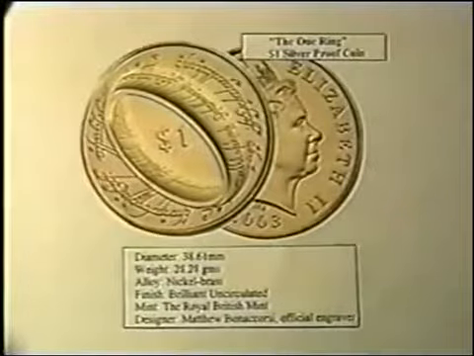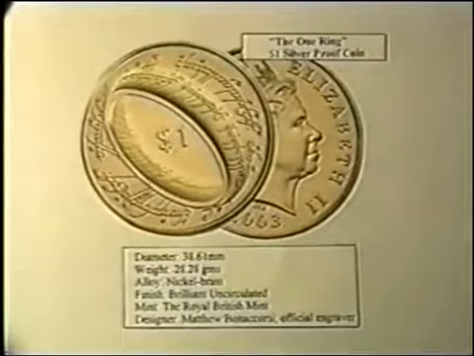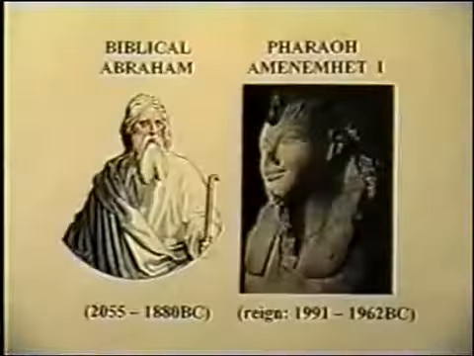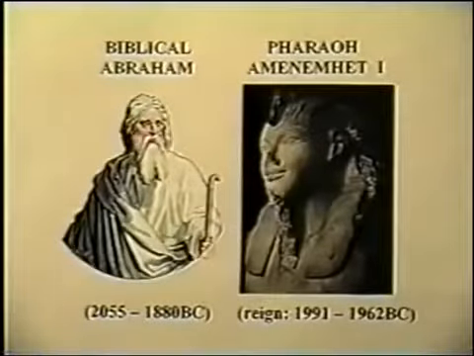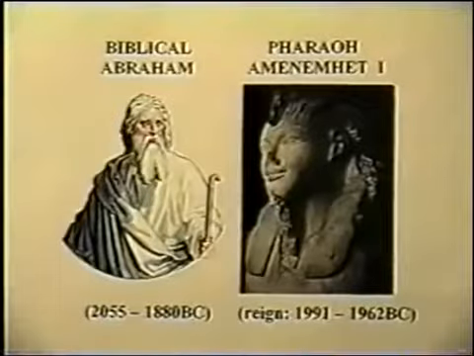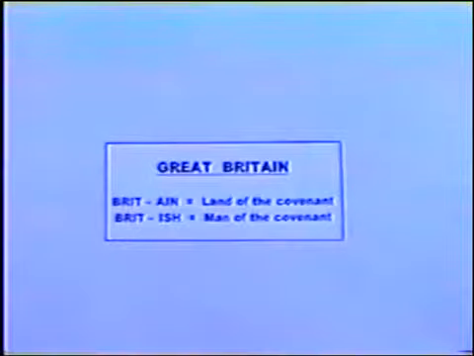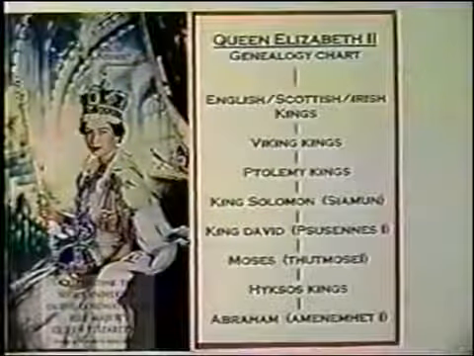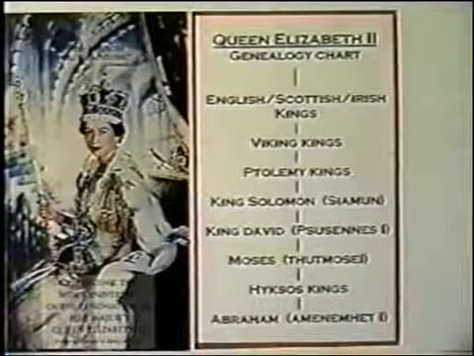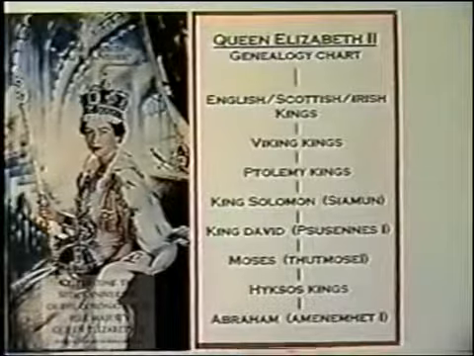Number 22. The covenant that the biblical God gave to Abraham was a promise to make his name great and to make for him a great nation. Today, Great Britain is the only nation called great. In Hebrew, the word Britain literally means land of the covenant, and British means man of the covenant. How on earth did the Hebrew throne of ancient Egypt and Canaan end up in Great Britain under Queen Elizabeth II?